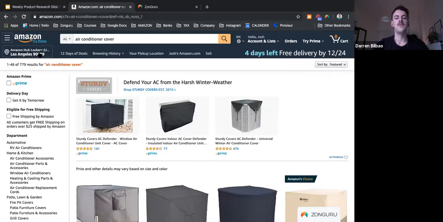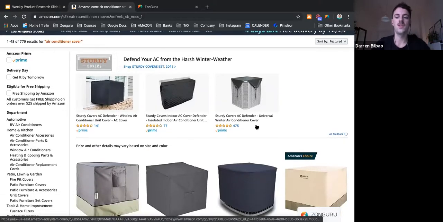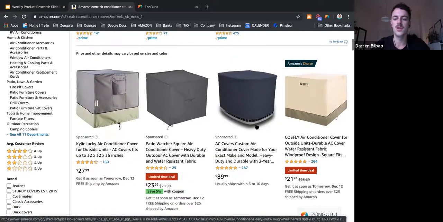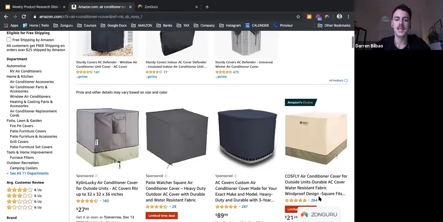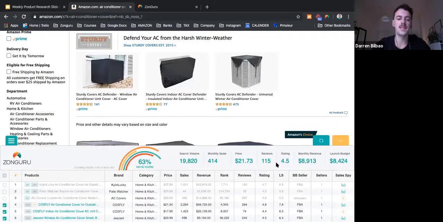So you're not going to see the full scope of what's being sold on Amazon. You're not going to see all your competition, potentially all the opportunities that you might have. The next step I want to do is open up the Chrome extension.